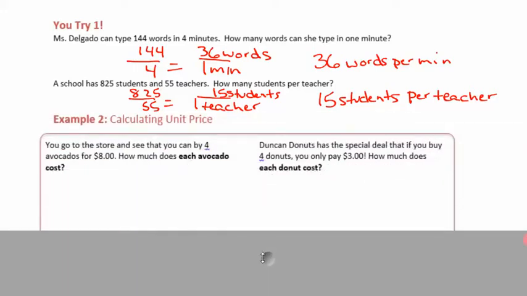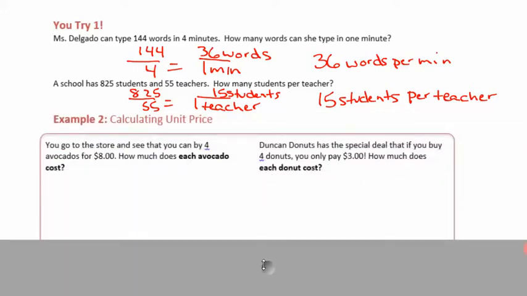All right, so let's look at unit price, okay? So the same thing. Again, you have to figure out which one they want on bottom. So you go to the store and see that you can buy 4 avocados for $8. So how much does each avocado cost, okay? So I want avocados on bottom because I want to know how much for 1 avocado, okay? So that's money, $8 for 4 avocados. So that means for 1 avocado, it would be $2, okay, $2.